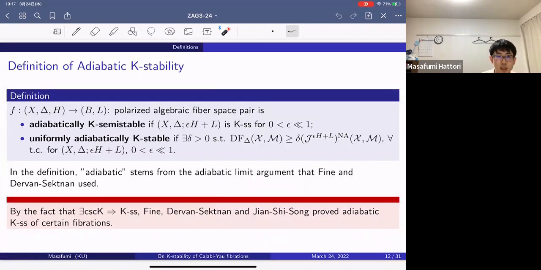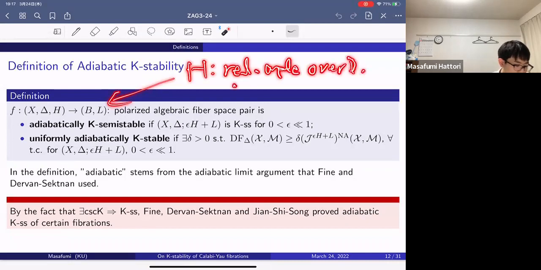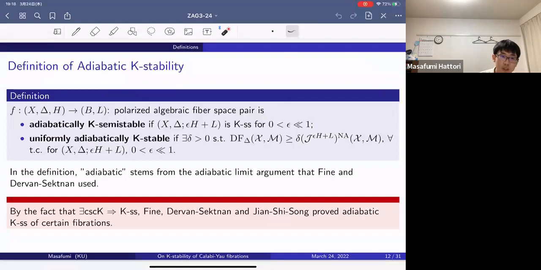And now we can define adiabatic K-stability. Let f be a klt algebraic fiber space pair. This means that H is relatively ample over B, and f has connected fibers. And this is called adiabatically K-semistable if (X, delta, epsilon H plus L) is K-semistable for sufficiently small epsilon, and uniformly adiabatically K-stable if there exists a positive delta such that the Donaldson-Futaki invariant is greater than or equal to delta J_(epsilon H plus L) for any test configuration for (X, delta, epsilon H plus L) for sufficiently small epsilon. And here we remark that this delta is independent of epsilon.